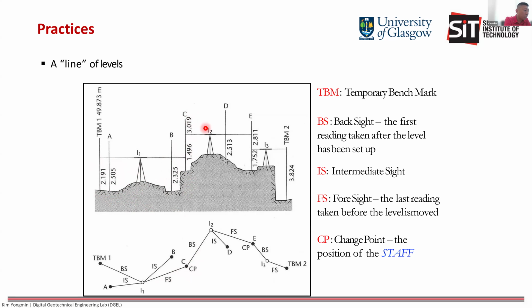Then after that, you shift your level and you read backsight on C first. Then intermediate point D, and then your foresight towards E, right? And this E is another change point. Then you change the position of your level again. Then you get another reading on E as your backsight. And finally, you close your leveling on TBM2 and you get another reading.